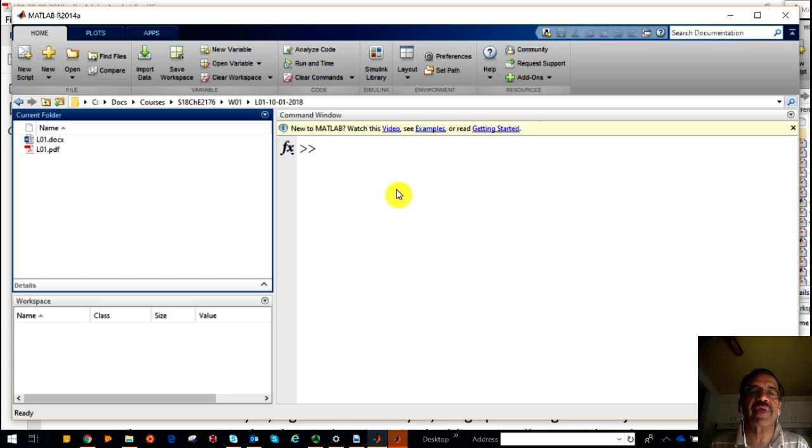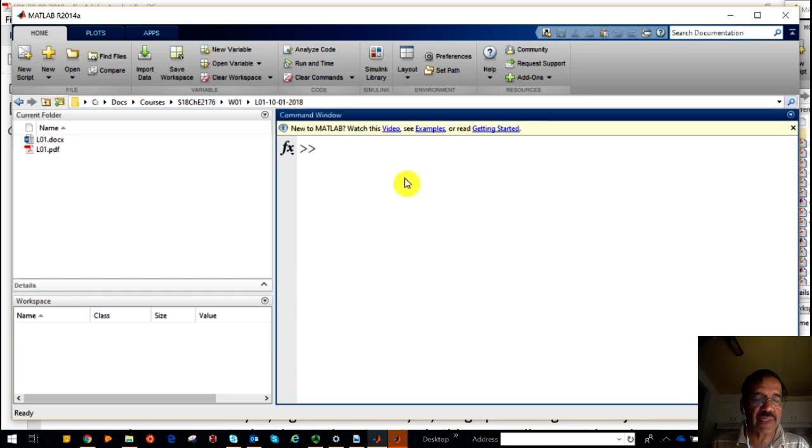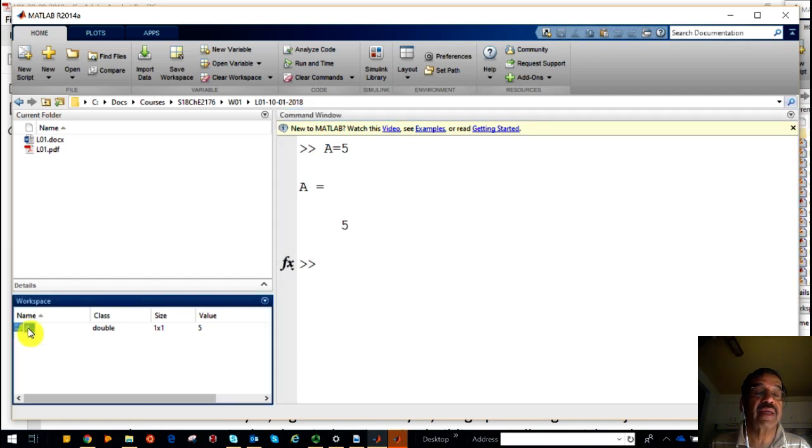as you create them. For example, in this command window, I say a is equal to 5 and enter. So what I've done is I've created a variable called a and assigned it a value of 5. And immediately it shows in the workspace I have a variable called a. Its class is called double. Okay, this is why we talked about single precision, double precision. So this is a 64-bit representation of the number 5, and its value is 5.